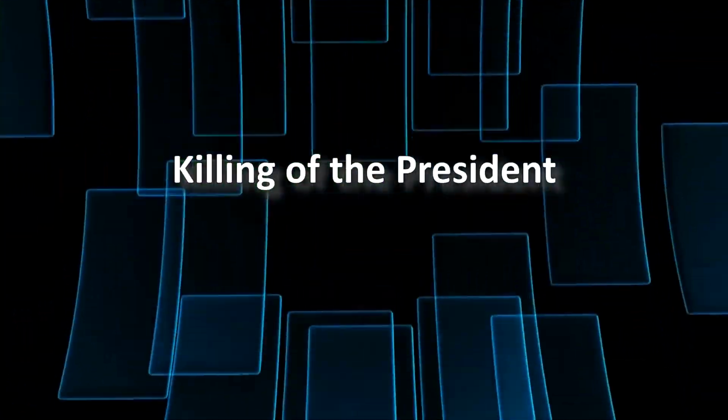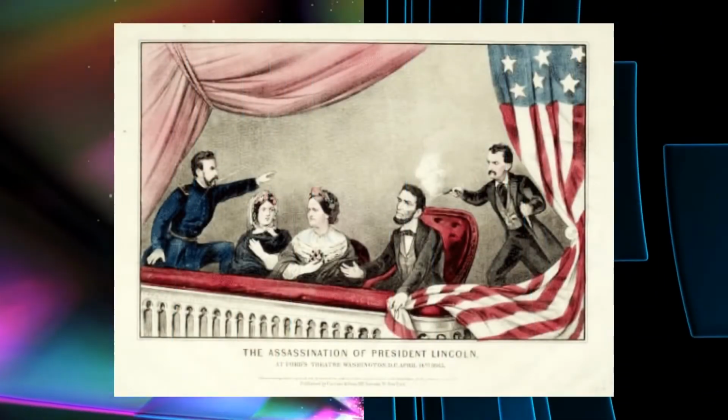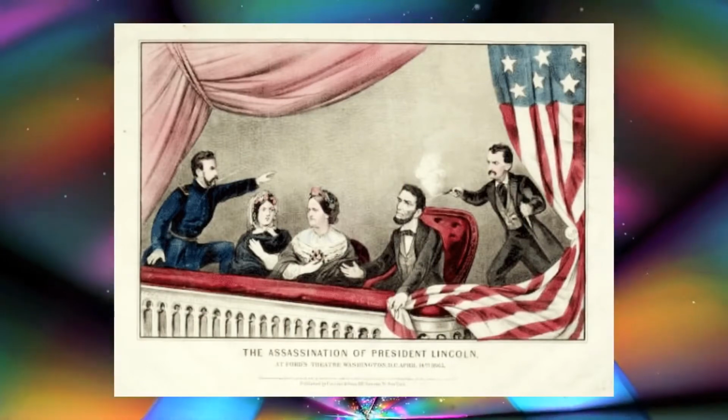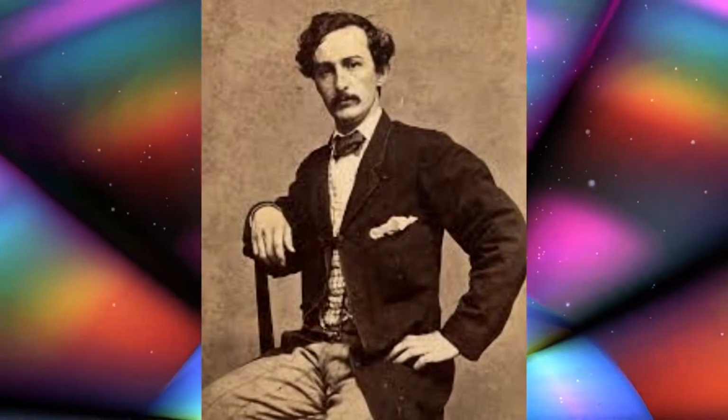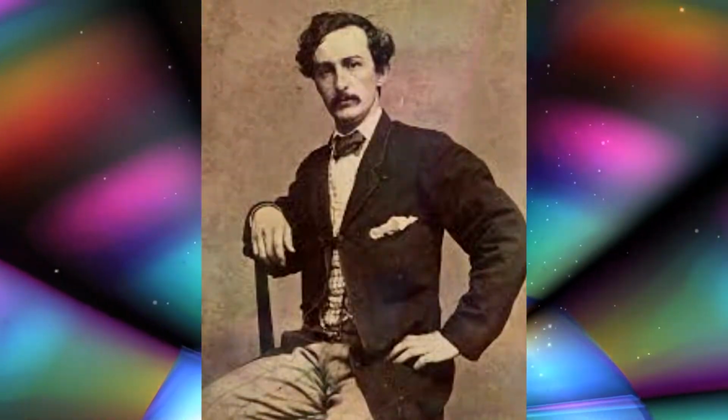Killing of the President. President Abraham Lincoln did not live to see the final victory of humanity over oppression, as he was shot dead at Ford's Theater in Washington by an actor at the theater who was also a Confederate sympathizer, John Wilkes Booth, on the 14th of April, 1865.